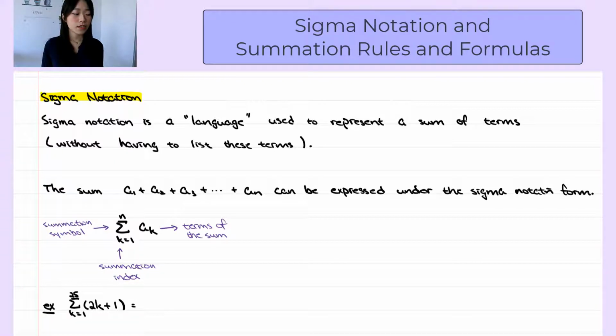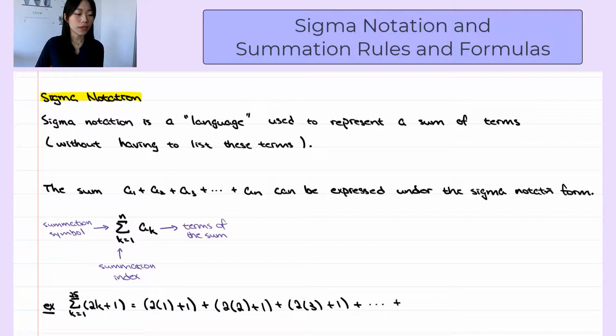For example, the sum of 2k plus 1, and it starts when k equals to 1 until 25. So when we expand this, we're going to start with k equals to 1. Then plus 2 times 2 plus 1, plus 2 times 3 plus 1, and it keeps going until when k equals to 25. So the last term is 2 times 25 plus 1.